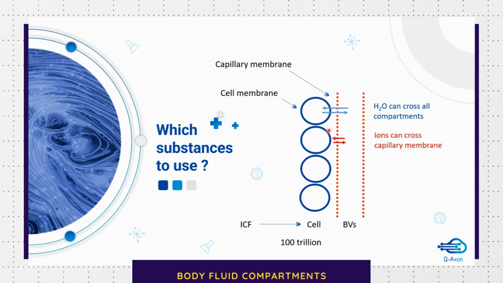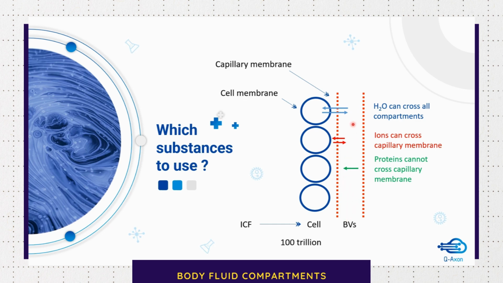Okay. Then ions. Ions can cross the capillary membrane. So they can be in the blood vessel and they can cross the capillary membrane and be there in the interstitial space. Then proteins. Proteins cannot cross the capillary membrane. Okay, so they will remain only in the blood vessel.